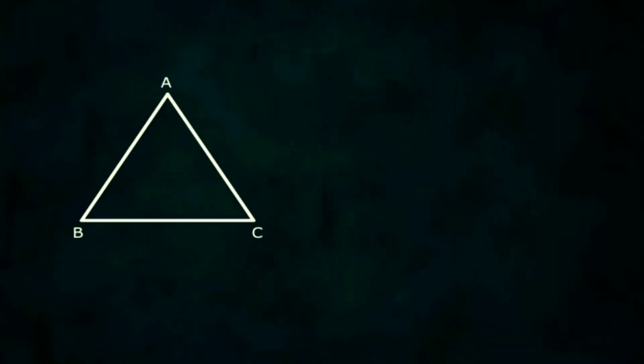Look at the triangle ABC. Let me draw a line DE parallel to BC. Now, this intersects the sides AB and AC at D and E. Now, do you think there is any relation between the sides of the triangle? Yes, in fact, the relation is AD by DB is equal to AE by EC.